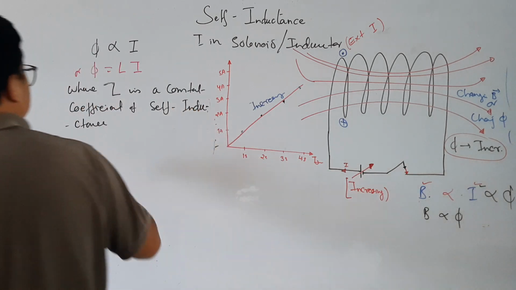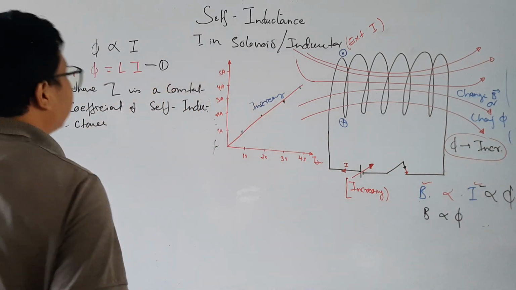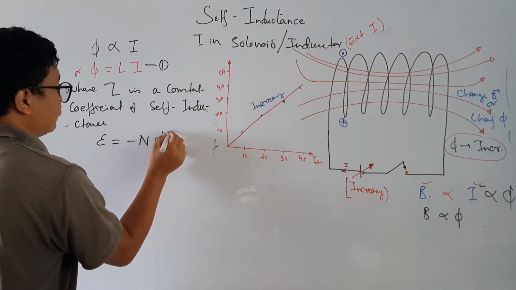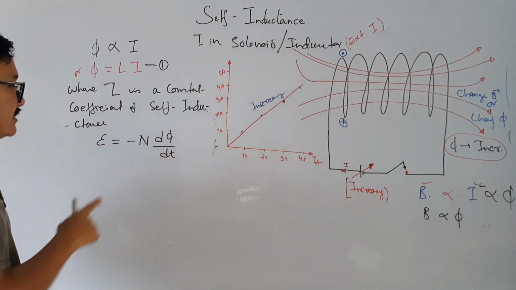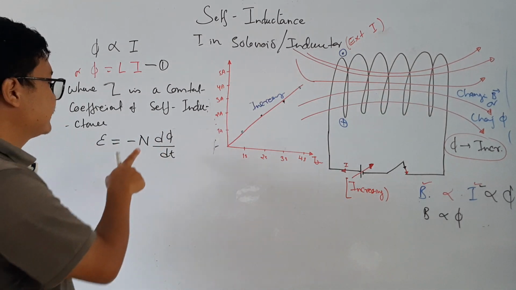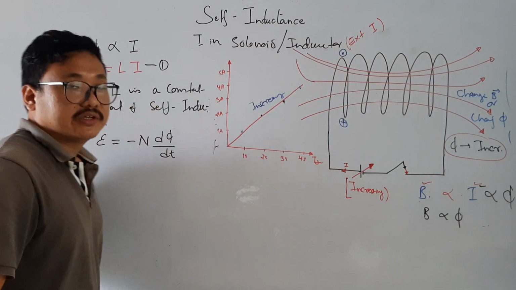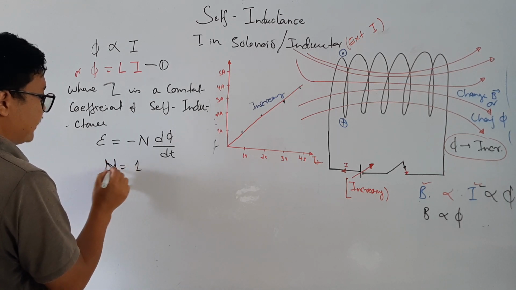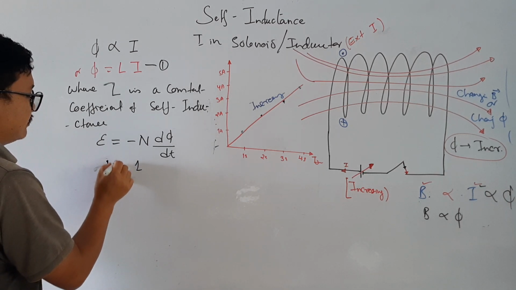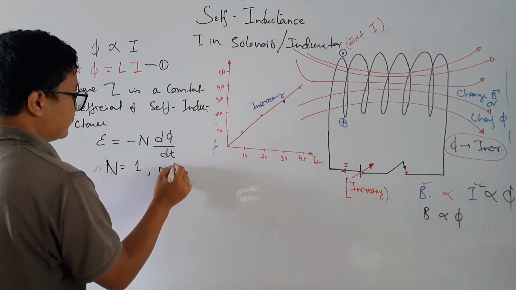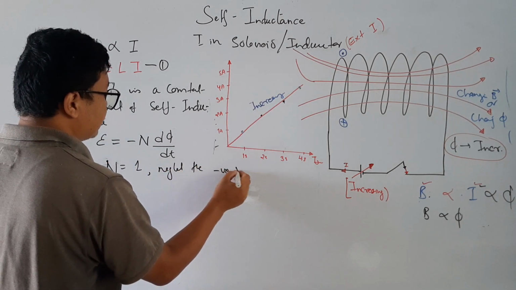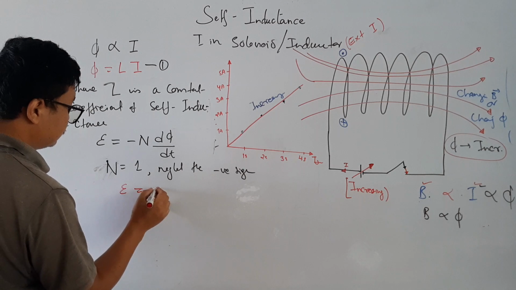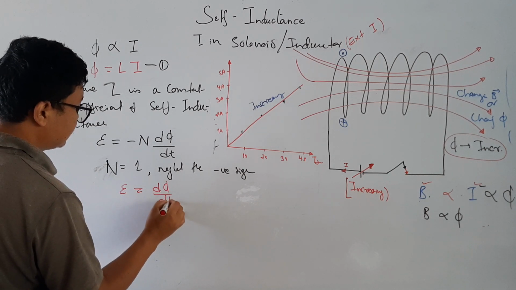Okay, so let me write this as equation number 1, and also we know the EMF epsilon is equal to minus N d phi by dt. This negative sign is from Lenz law, and N is the number of turns in the coil. So let N is equal to 1, and neglect the negative sign. Then we get epsilon is equal to d phi by dt.